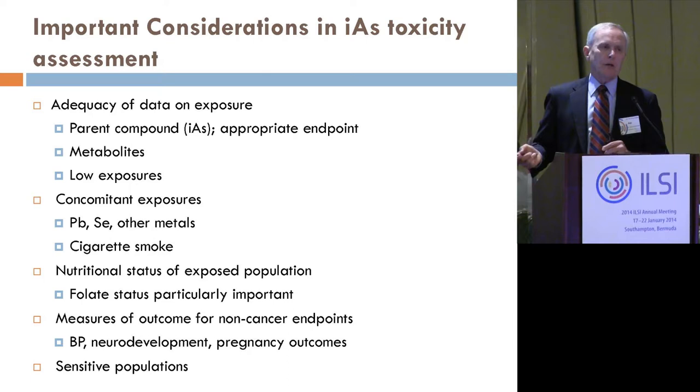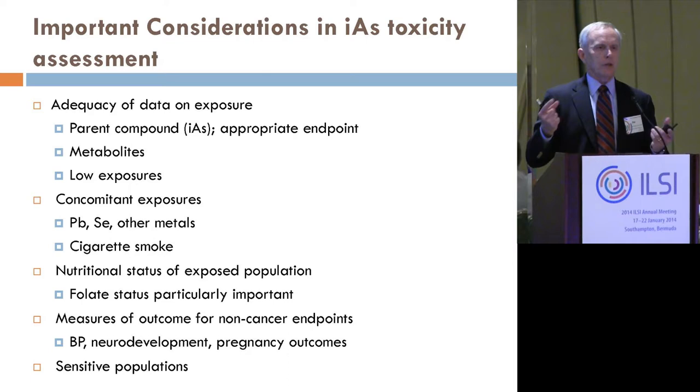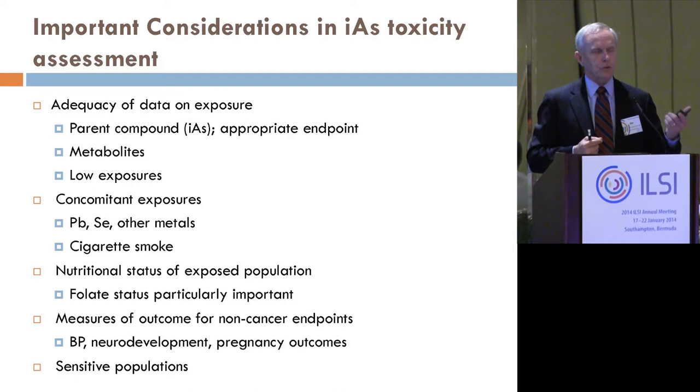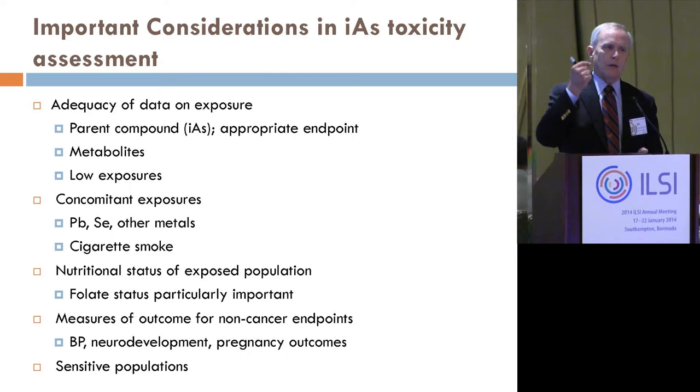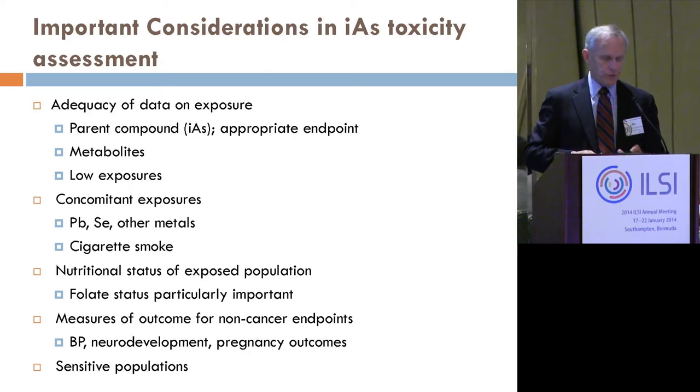And what are the outcomes that we're looking at? How sensitive is blood pressure? If you're looking at inorganic arsenic as hypertensive, one paper, for example, that we spent some time talking about measures pulse pressure, not diastolic blood pressure, not systolic blood pressure, but pulse pressure. How relevant is that to understanding whether or not you have an adverse health outcome? And there's going to be some difficulties with that. And also looking at sensitive populations, neonatal exposure, young children exposure, old age, and different disease states is important.